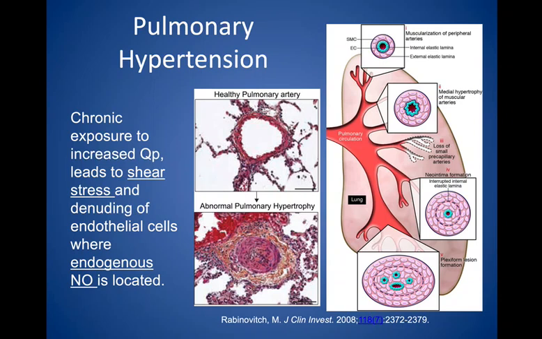And then finally, the sequela is that when PVR continually increases and ultimately gets higher than your SVR, instead of left to right shunting, you would see right to left shunting and cyanosis, otherwise known as Eisenmenger syndrome.